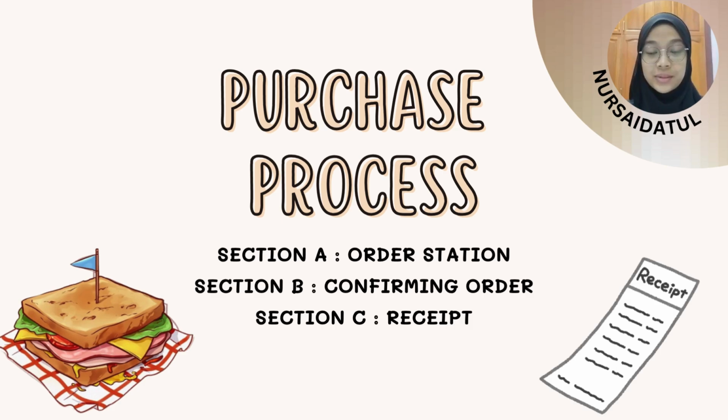Thank you. Alright, next is the purchase process, where there are 3 sections for this program. The first one, section A, order station, section B, confirming order, and the last station, section C, is for the receipt.